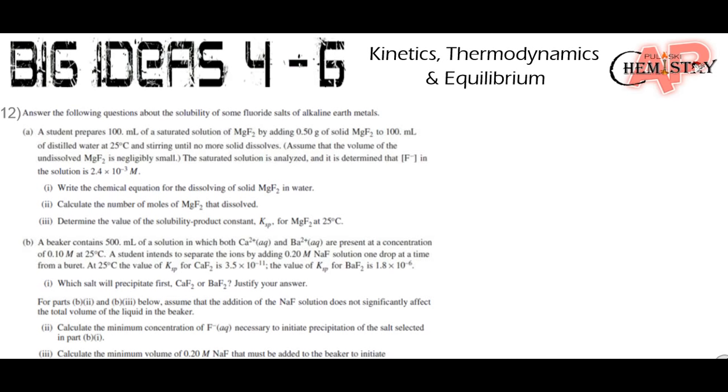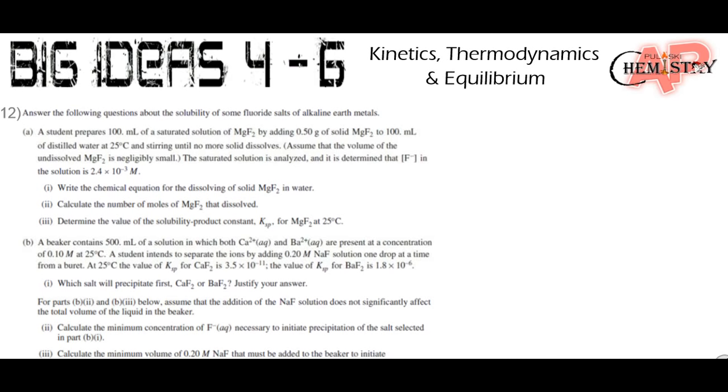Okay, we're back on some equilibrium problems. It says a student prepares 100 milliliters of a saturated solution of MgF2 by adding 0.5 grams of solid MgF2 to 100 mL of water. The saturated solution is analyzed, and the F minus in the solution is 2.4 times 10 to the negative third molar.